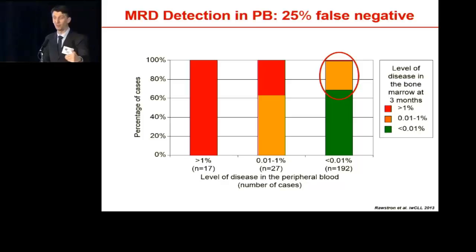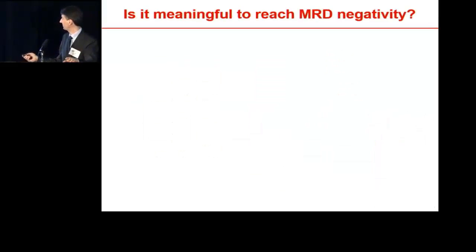So though the peripheral blood, of course, is much easier and more convenient for the patient, the bone marrow maybe remains the gold standard in the clinical trials, and the general consensus would be to assess MRD 3 months after the completion of the therapy in the bone marrow. But after showing that we are able to detect minimal residual disease, is it meaningful to get to MRD in chronic lymphocytic leukemia?